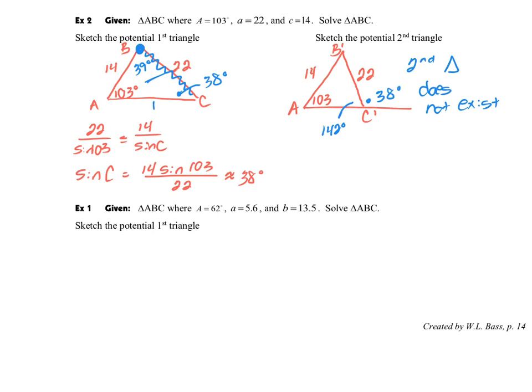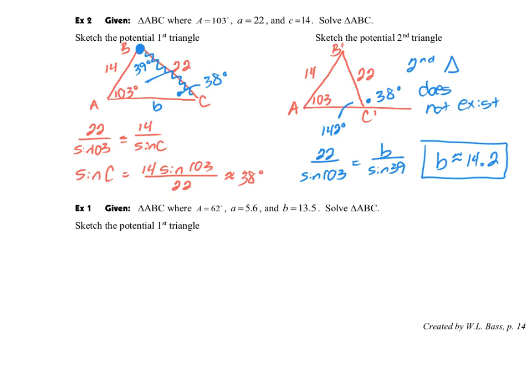So we do still need to find this side B. We'll do our law of sines one more time. We're going to do 22 over sine 103, and that's going to equal our side B over the sine of 39. Since we're expecting this to be an almost isosceles triangle, we're expecting to get a B value somewhere around 14. And sure enough, when we solve this, we end up getting 14.2. So that makes sense, something just slightly bigger than the side that was across from the 38.